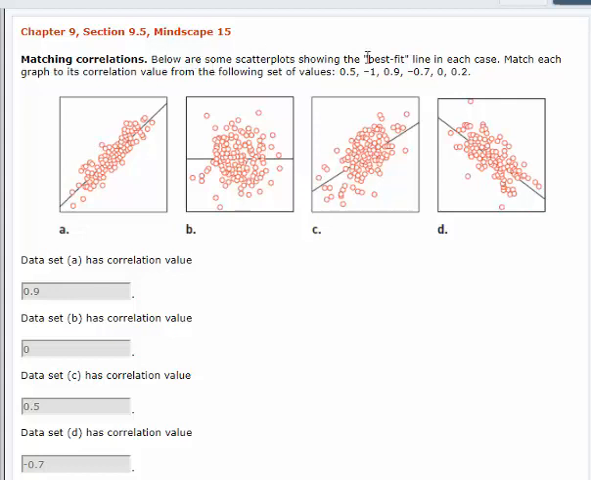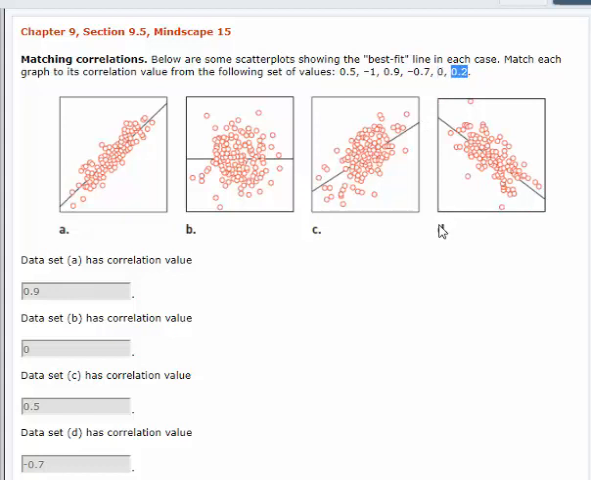It says we have some scatter plots shown, and the line through it is what is called, quote unquote, the best fit line. It's the line that best goes through the data. It says to match each graph to its correlation value from the following set of values: 0.5, -1, 0.9, -0.7, 0, and 0.2.